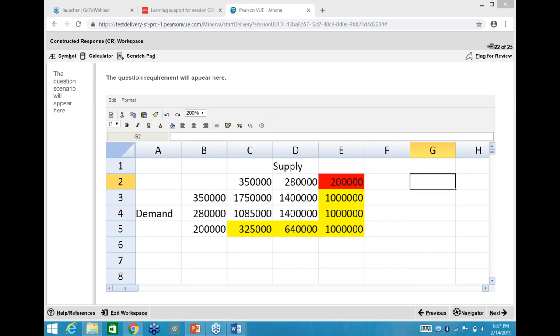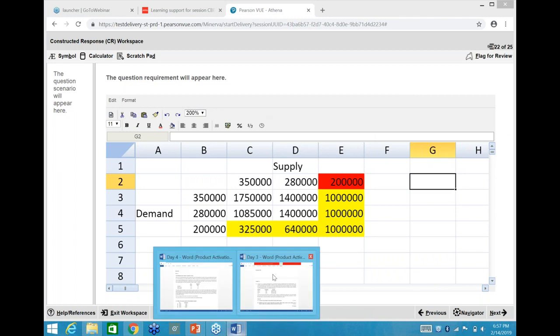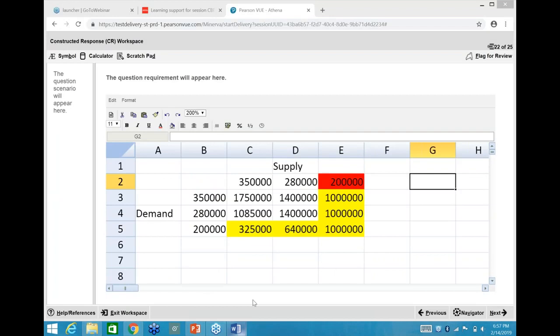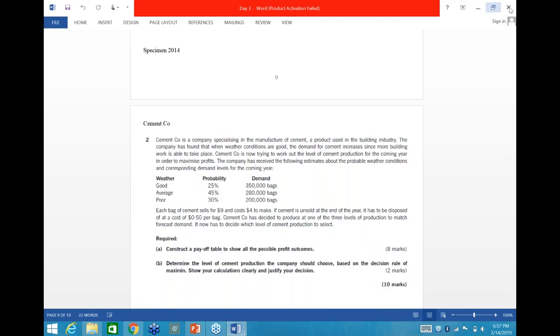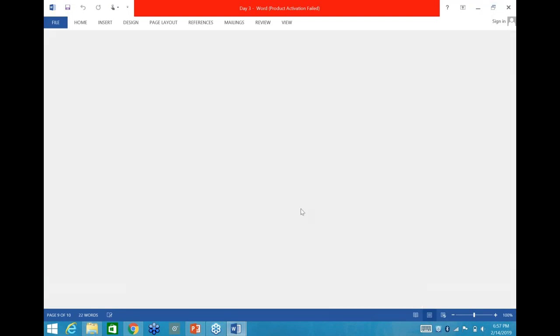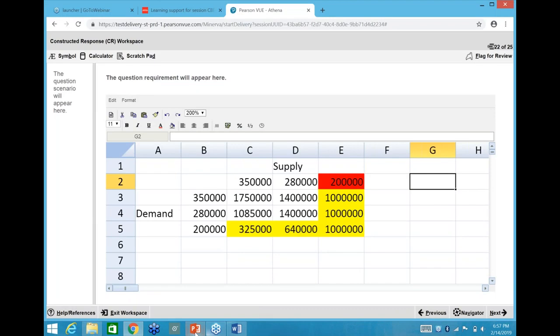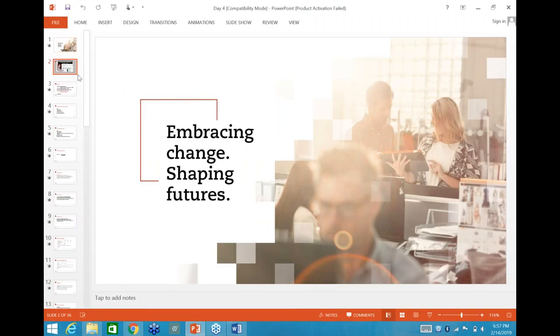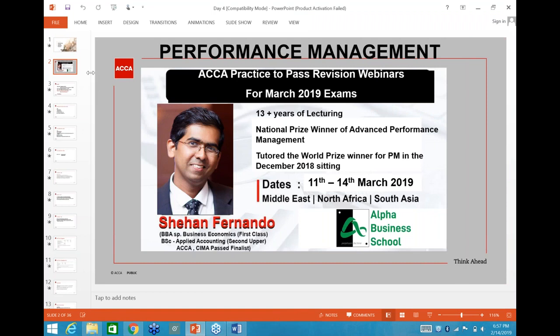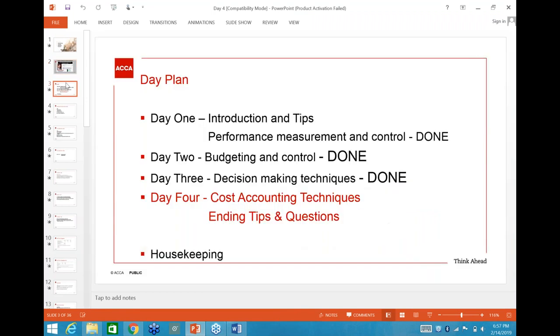Right. So I'm going to clear this off and move on to today's session, what we were supposed to do. Welcome to day 4, although we've already started it, with me, Shehan, again. Today we're going to look at two things: a syllabus area and ending tips, cost accounting techniques, ending tips and questions.